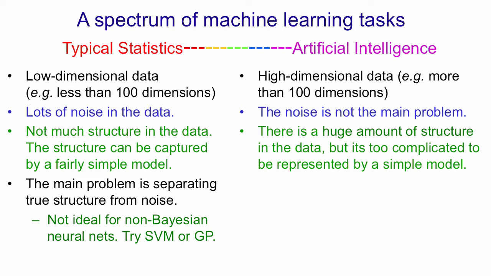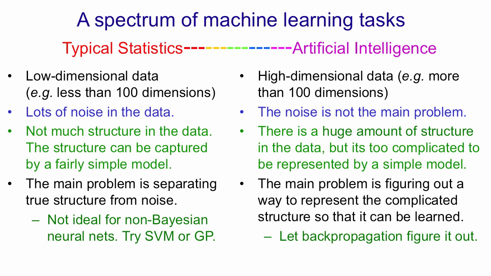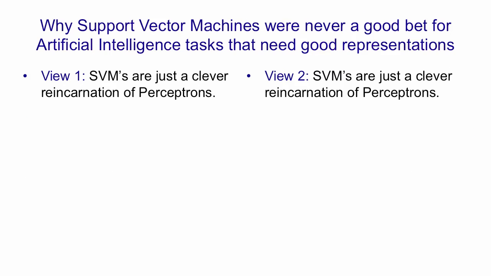At the artificial intelligence end of the spectrum, the main problem is to find a way of representing all this complicated structure so that it can be learned. The obvious thing to do is to try to hand design appropriate representations, but actually it's easier to let backpropagation figure out what representations to use by giving it multiple layers and using a lot of computation power to let it decide what the representation should be.